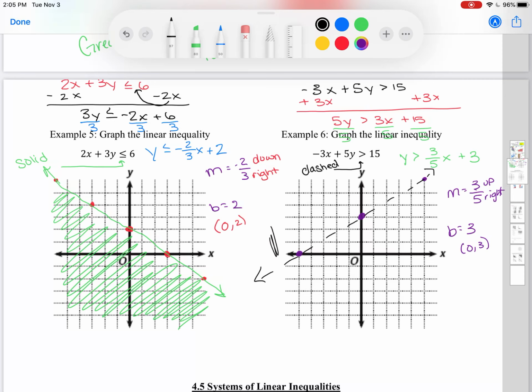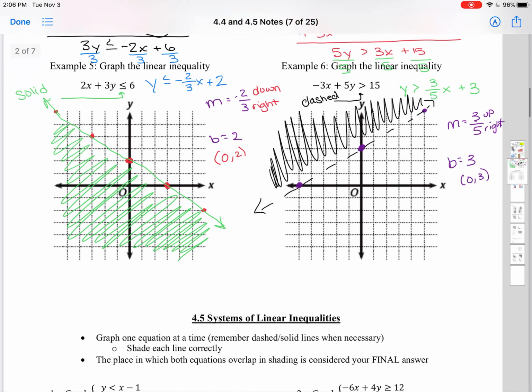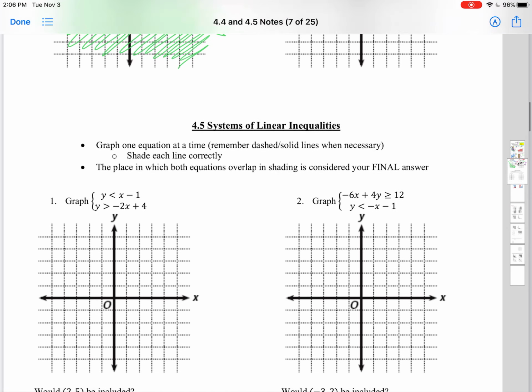I am going to have a dashed line. So when I connect the dots, I'm going to use dashes. And then when I go to shade, it's asking for everything greater than 15. So I want to shade everything above. And I'm all done.